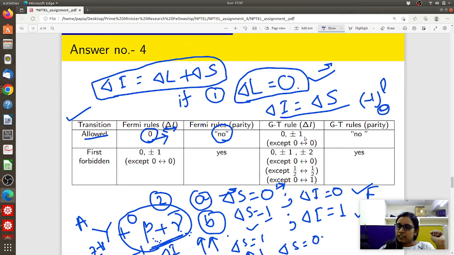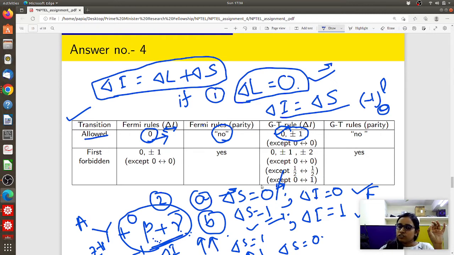For the Gamow-Teller rule, obviously what will be the condition? The condition will be delta S equals 1. But 0 may be there too. So Gamow-Teller has two conditions, 0 as well as plus minus 1. If in one transition the value of delta L is 0 and it is an allowed transition, then delta S will be 0.